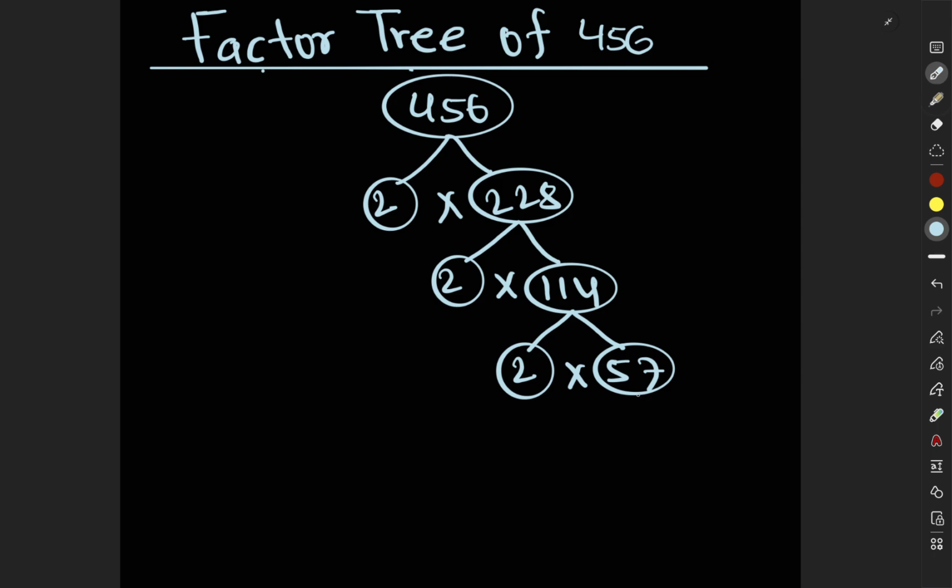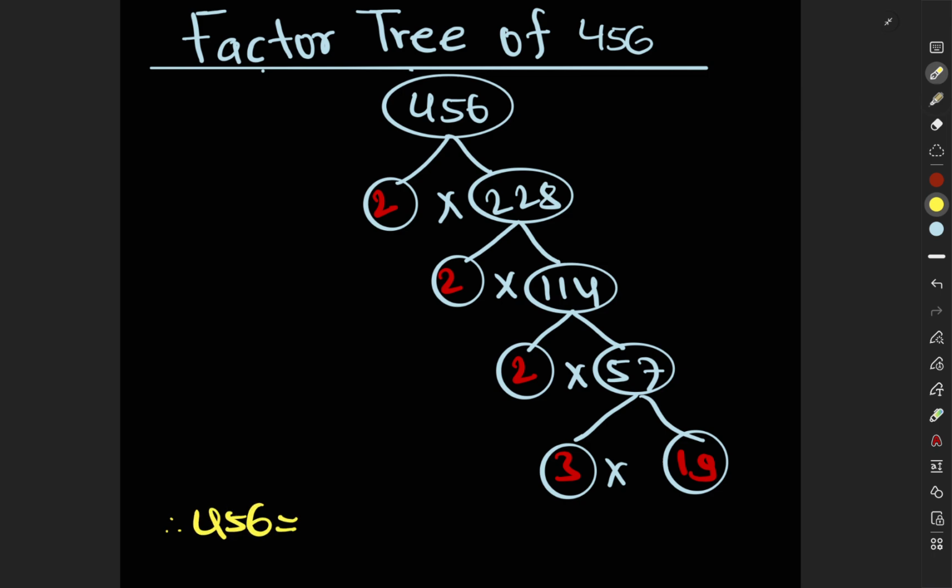Now 57 can be written as 3 times 19. 3 times 19 means 57. So now we select the prime numbers among these numbers. So the prime numbers here are 2, 3 and this 19.